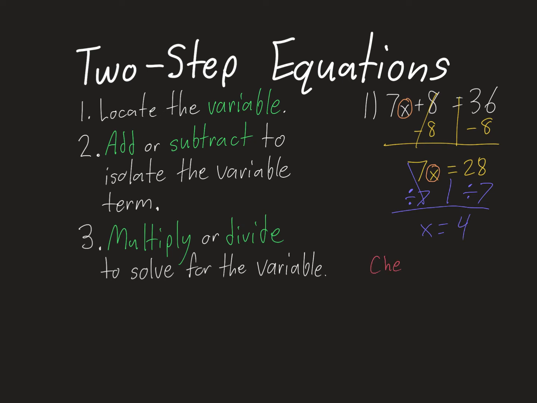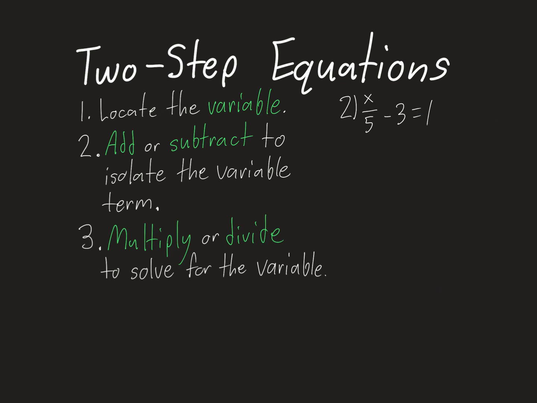Now, we will check to see if our answer is correct. To do so, we will go back to the original equation and replace x with our answer, in this case 4. So 7 times 4 plus 8 equals 36. Let's find out if that's true by following the order of operations. 7 times 4 is 28, plus 8 does indeed give us 36. Since both sides are the same, we know we have solved correctly.